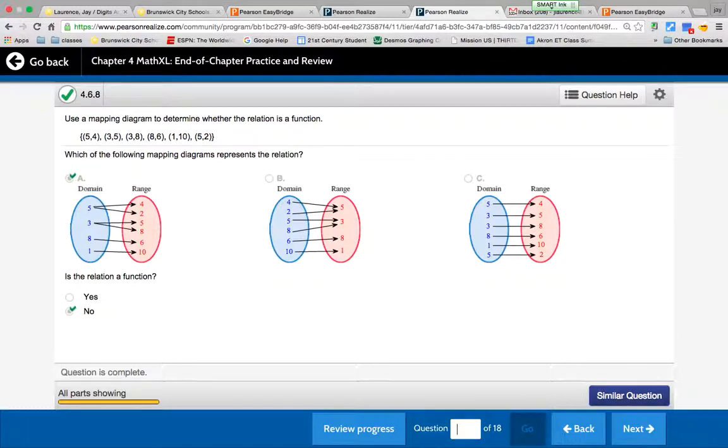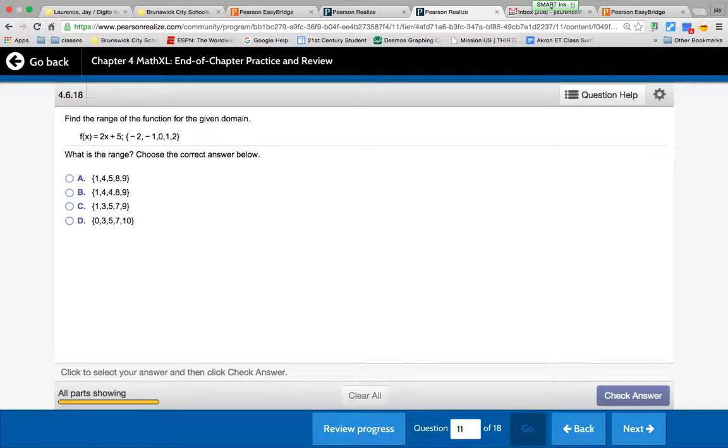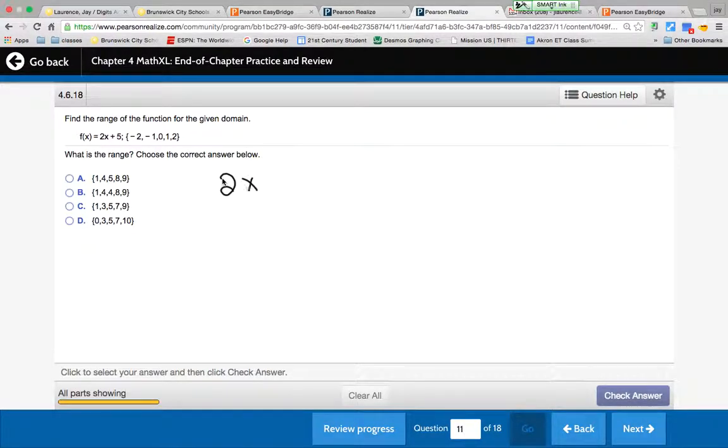Okay, let's drop down here to number 11. It gives the range and function for the given domain, range of the function. So f of x is 2x plus 5, right? So let's see here. We've got 2x plus 5. And it looks like our domain is -2, -1, 0, 1, and 2.